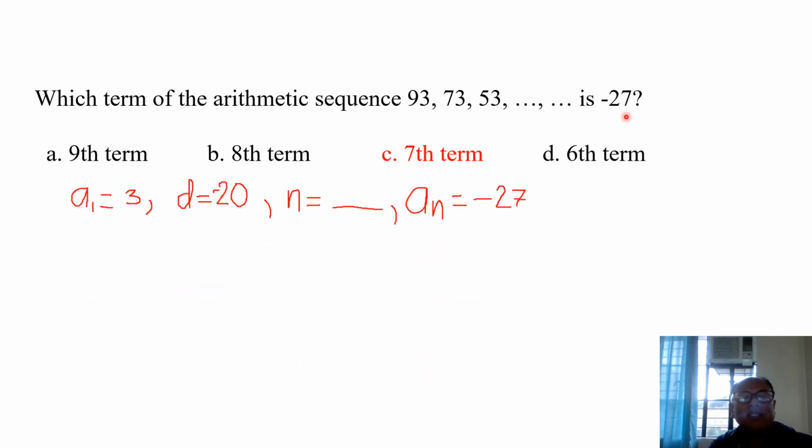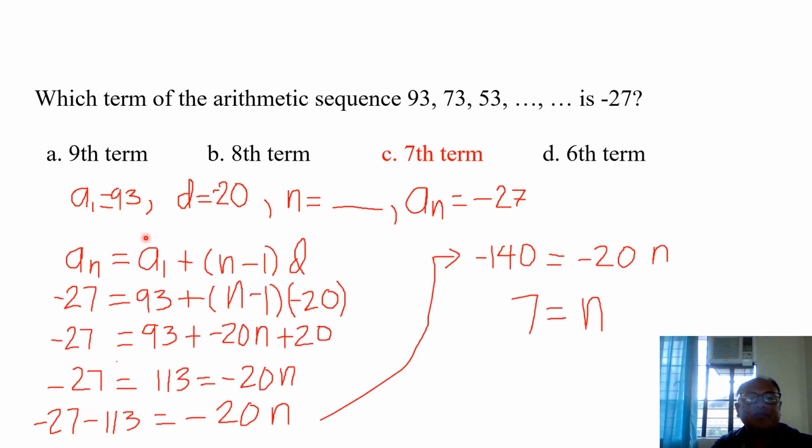To find that, of course, we're going to identify what is given in the problem. So a1 is 93, not 3. Okay, and the common difference is negative 20. And we're looking for the nth term, so n is unknown. And for our given term, a_n is equal to negative 27. So let me check, my dear students. The first term is 93, not 3. I'm sorry, I was not able to write 9.